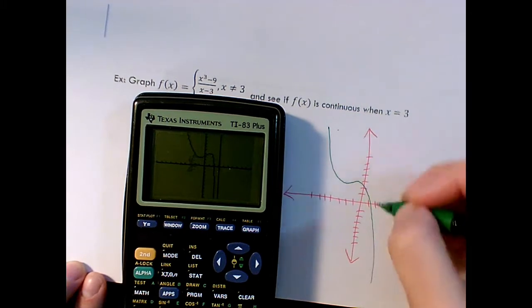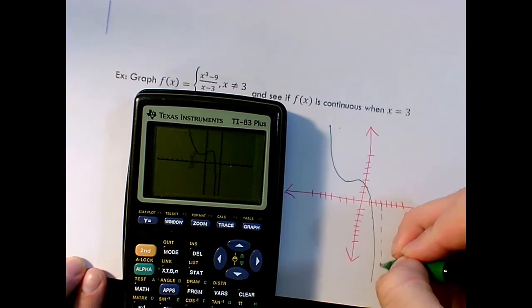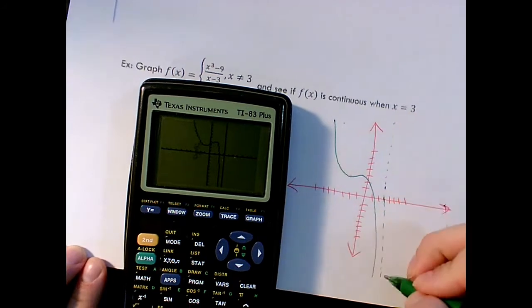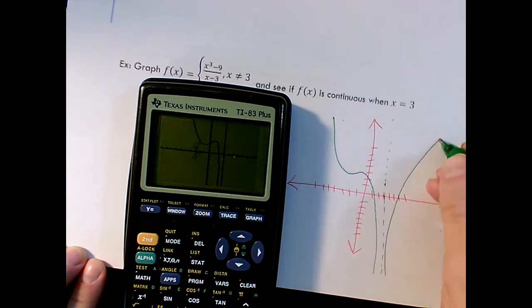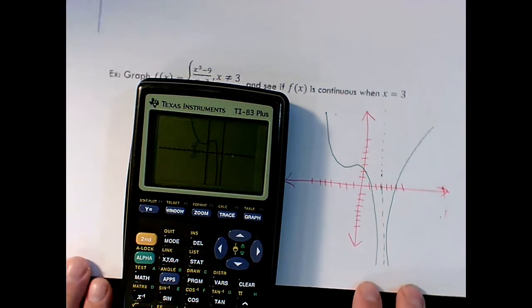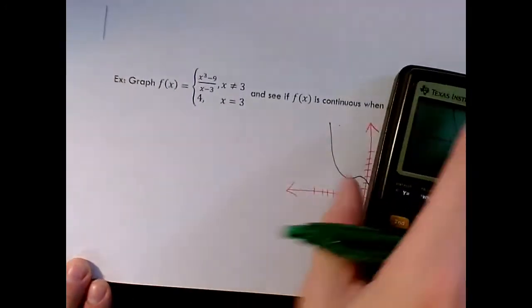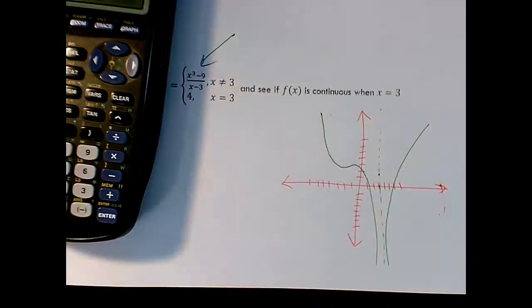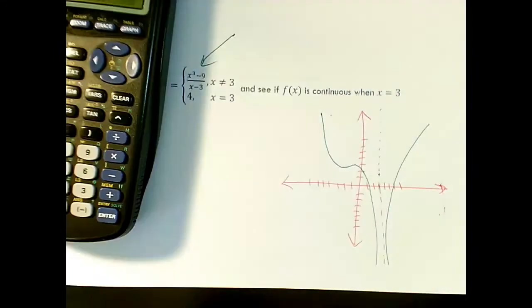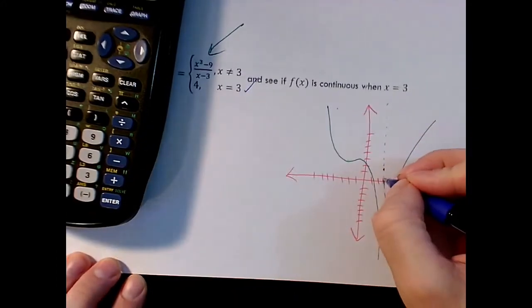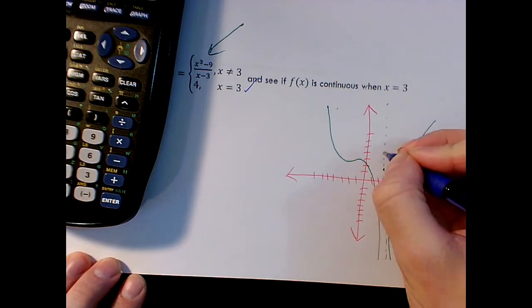At 3, we have a vertical asymptote. It goes way down there and then comes back up. Okay, that's what we're looking at. That's what my graph looks like. That's this portion of the piecewise function. And the easy portion of the piecewise function is at x equals 3, we get 4. 1, 2, 3, 4.